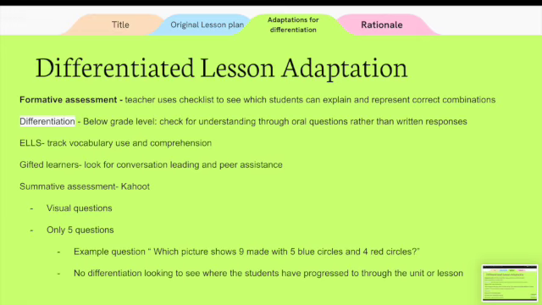For our summative assessment, we're going to do a Kahoot quiz. These are going to be visual questions, only a 5-question quiz. And then for an example question, it could be which picture shows 9 made with 5 blue circles and 4 red circles. So right there, there's going to be different pictures, and they choose which one matches with what it was asking. And then there's no differentiation in this section, as we're looking to see what the students have progressed and learned throughout the unit or lesson.